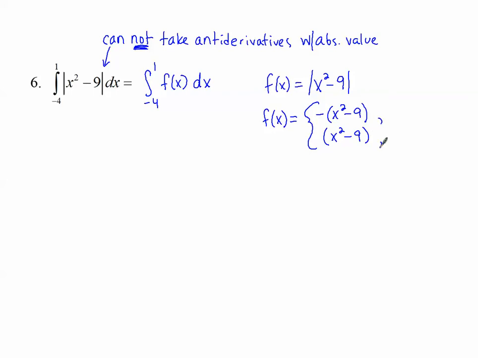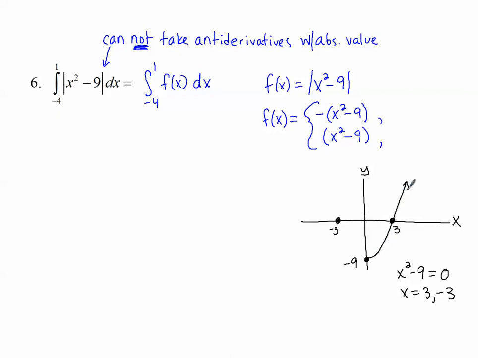Well, let's examine the graph of, first of all, x squared minus 9. Let's make a quick sketch of this graph. Y equals x squared minus 9 is a parabola that has its vertex at -9. It will have x-intercepts where x squared minus 9 equals 0, which is when x equals 3 and -3. So at 3 and -3, the graph crosses through the x-axis. So here is our parabola for y equals x squared minus 9 before we apply the absolute value.